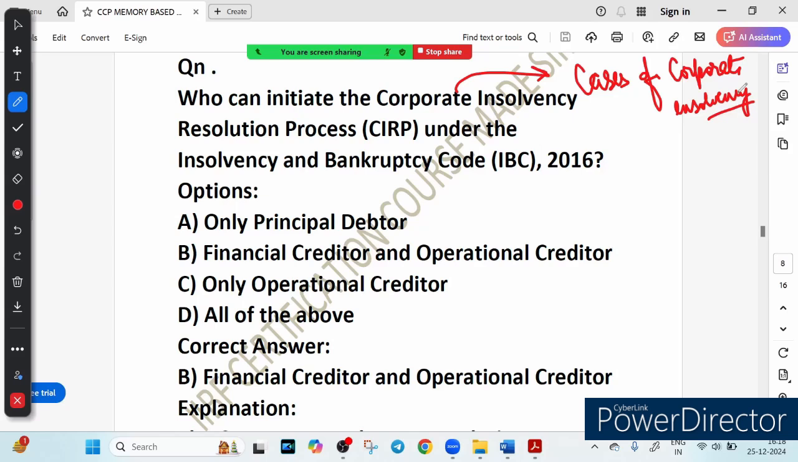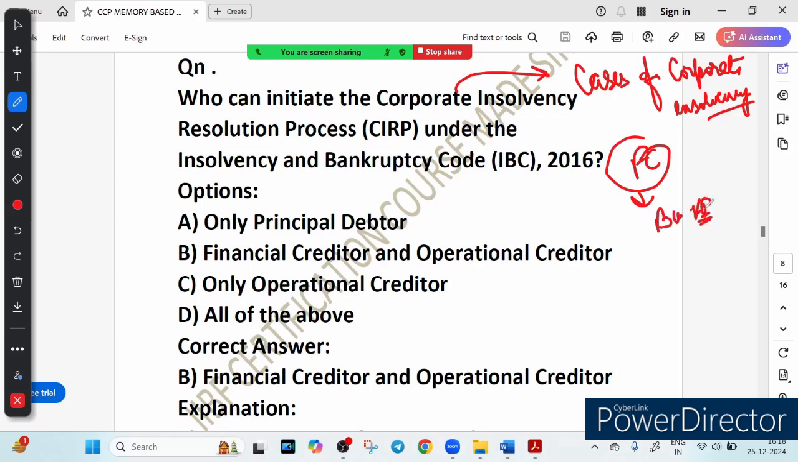Okay, so this is about the CIRP. It is a legal process when the company is unable to pay its debt, and its aim is to revive the company or liquidate its assets to repay the creditors. Okay, so the question is, who can initiate CIRP? Under the IBC 2016, the following entities can initiate CIRP. The first is FC. FC means financial creditor, a creditor who has provided a financial loan or credit to the corporate debtor. For example, a bank or financial institution that has provided a loan to this particular debtor.